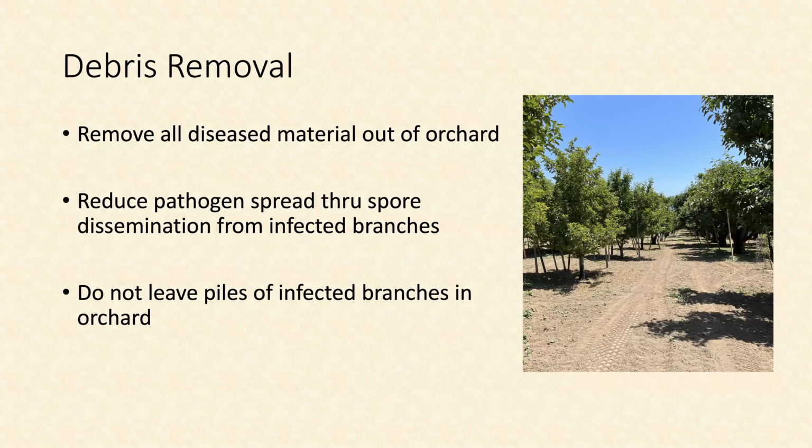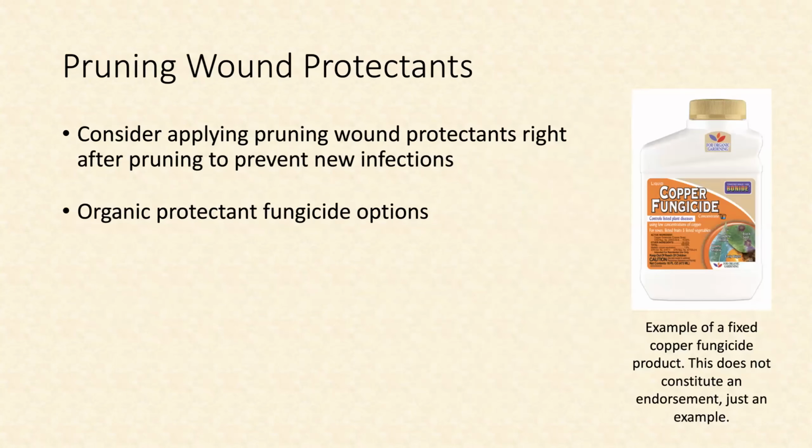And then debris removal is a big one. As soon as you can, practically speaking, it's a great idea to remove all diseased pruning material out of the orchard. That will help reduce the pathogen spread through spore dissemination from those infected branches, like in a pile on the ground, back up to trees nearby. I know Keith really stressed that when we were in the orchard, so that's a big one. Make sure you don't leave piles of infected branches in the orchard.